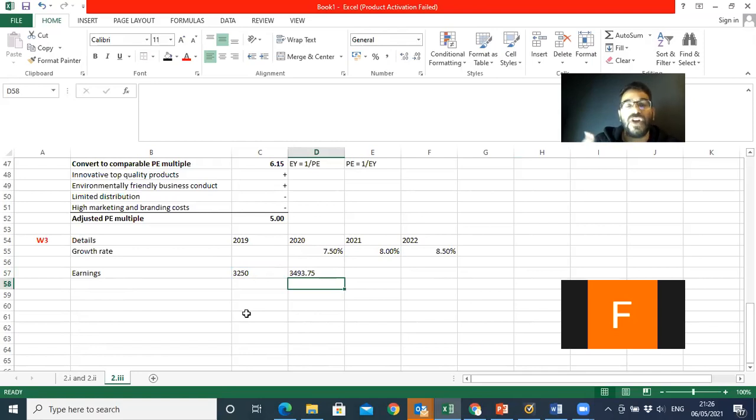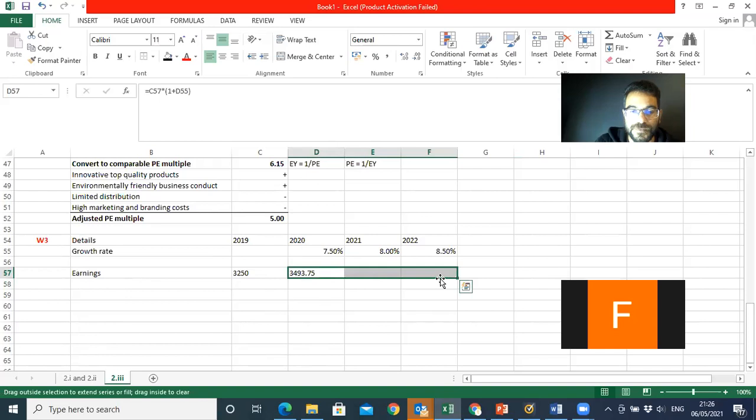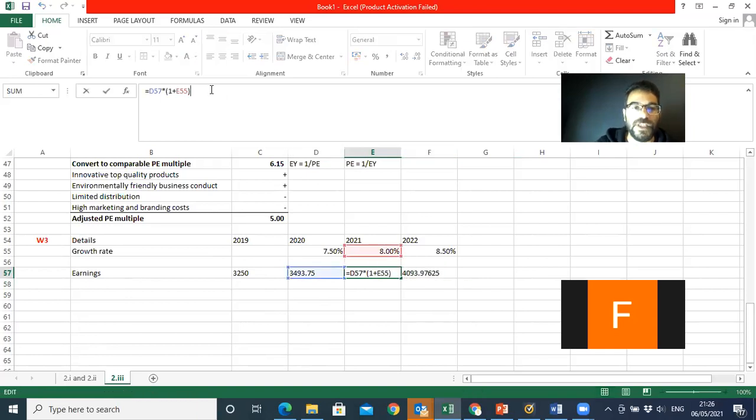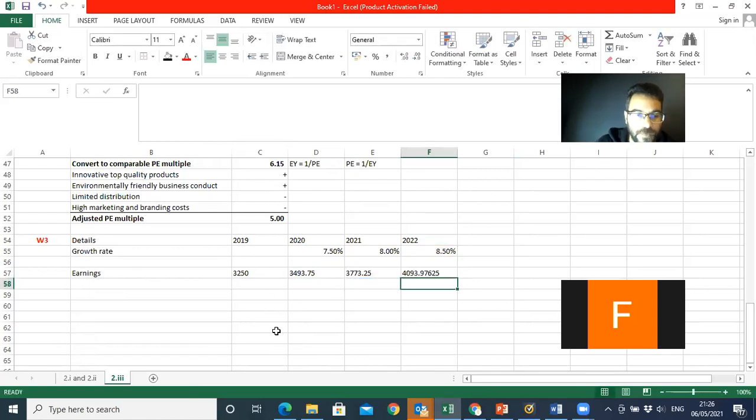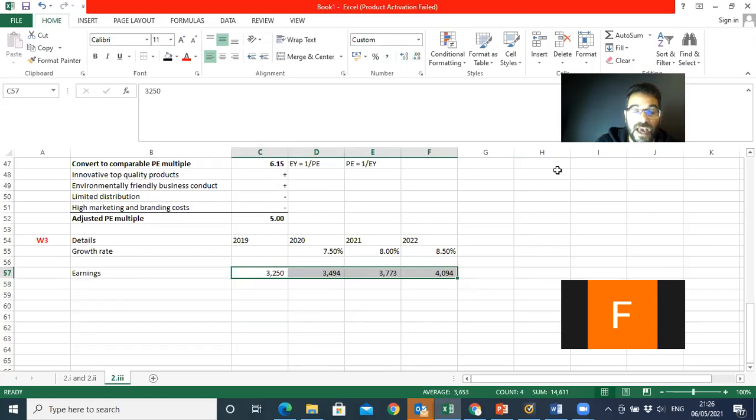We want the earnings of next year. So if we want the earnings of 2020, we're saying earnings of 2020 equals the earnings of 2019 multiplied by 1 plus the growth rate. So we're saying the earnings of 2019 multiplied by 1 plus a growth rate of 7.5%. We apply the same for every year. The earnings of 2021 is the earnings of 2020 multiplied by 1 plus the growth rate of 2021. Similarly, the earnings of 2022 is the earnings of 2021 multiplied by 1 plus the growth rate of 2022. Just take note of that. So there we have our earnings figures.